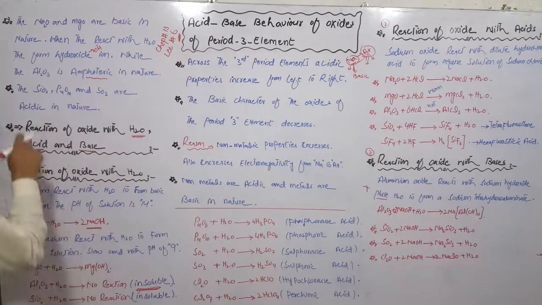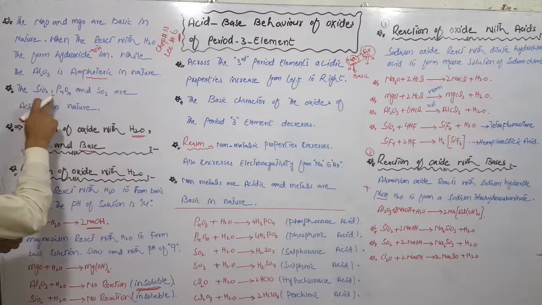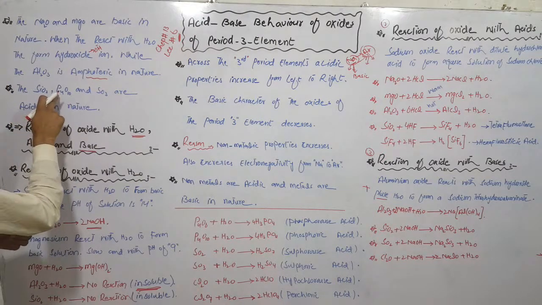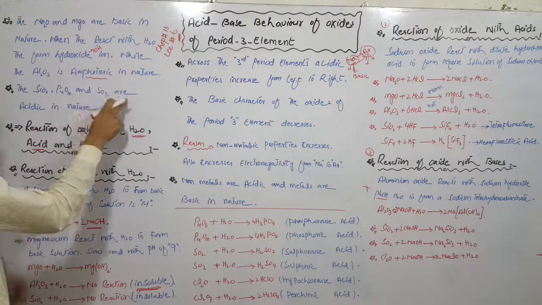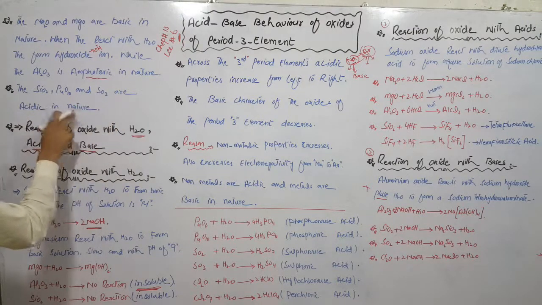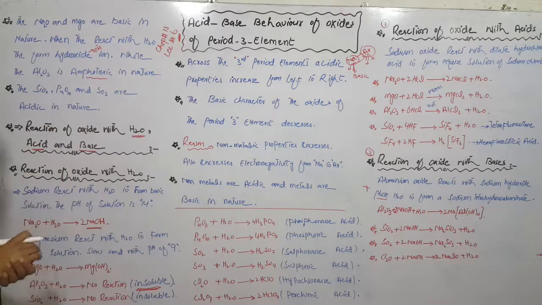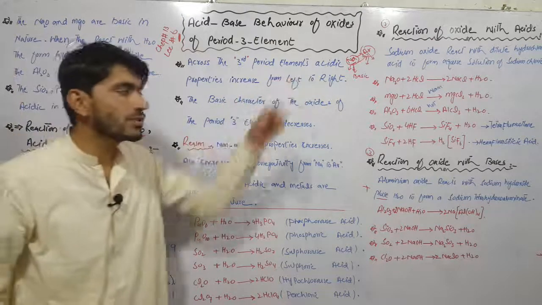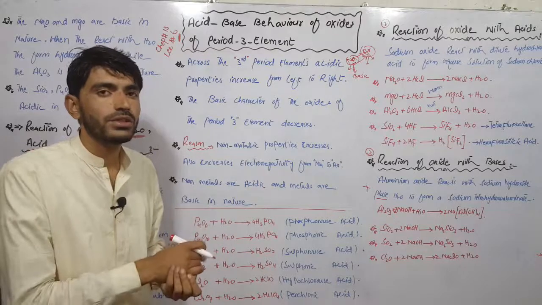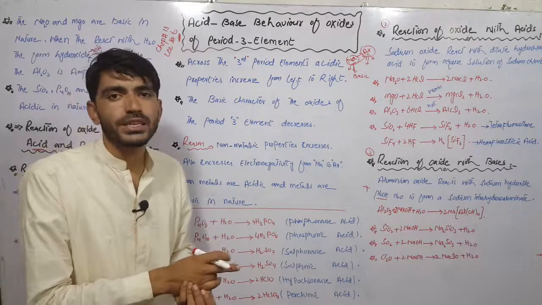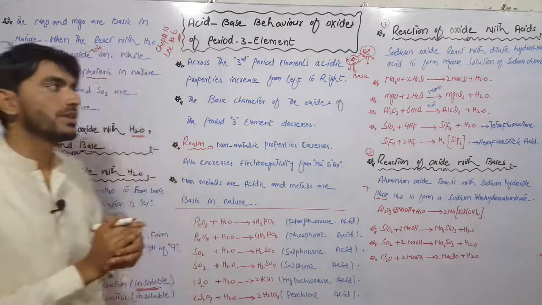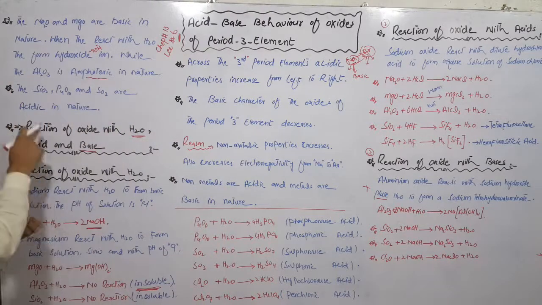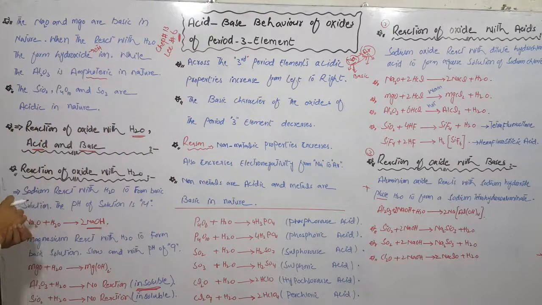Next point, silicon dioxide, phosphorus oxide and sulfur trioxide are acidic in nature. These three are acidic because they are near argon. They are not in group 1A and 2A; they are present in the P block elements and are non-metals, so they are acidic. These were a few points which I delivered.